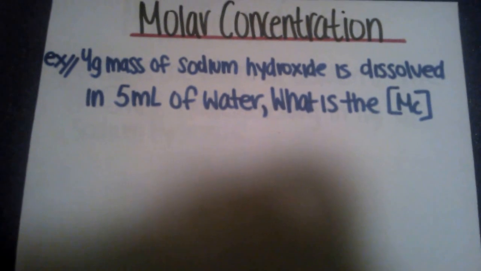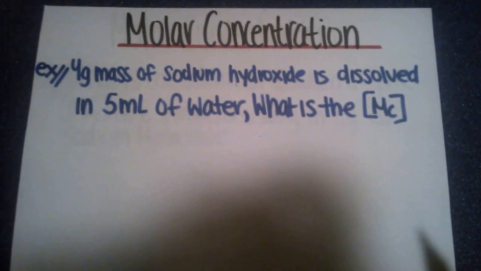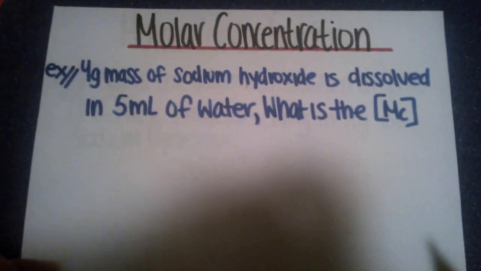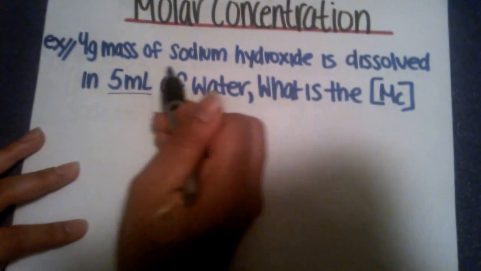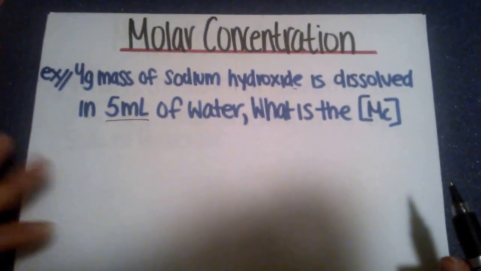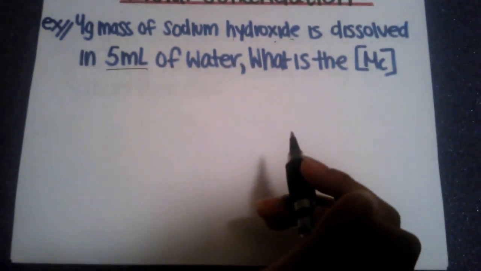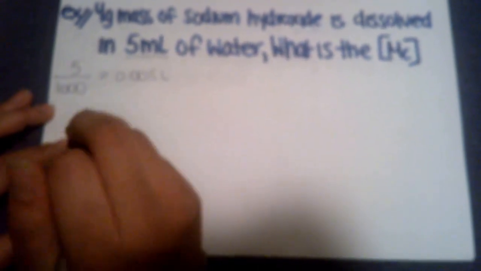Our second example is, 4 grams mass of sodium hydroxide is dissolved in 5 milliliters of water. What is the molar concentration? So what we are given is the volume, and what we're also given is the mass of sodium hydroxide. As you can see, it says 4 grams. So what we need is the moles, because we already have the volume of it. But it's also in milliliters, so we have to convert that. Let's convert it first. So 5 over 1,000 gives us 0.005 liters.